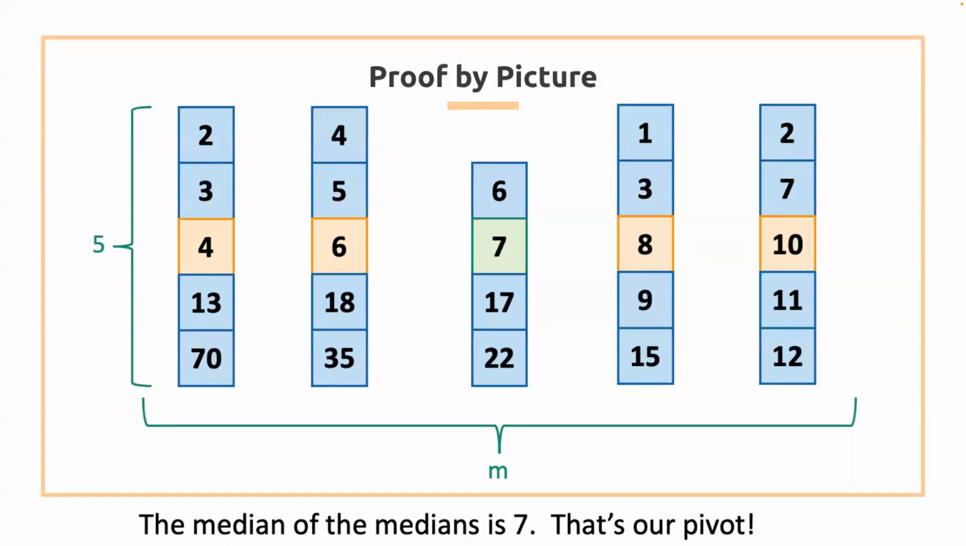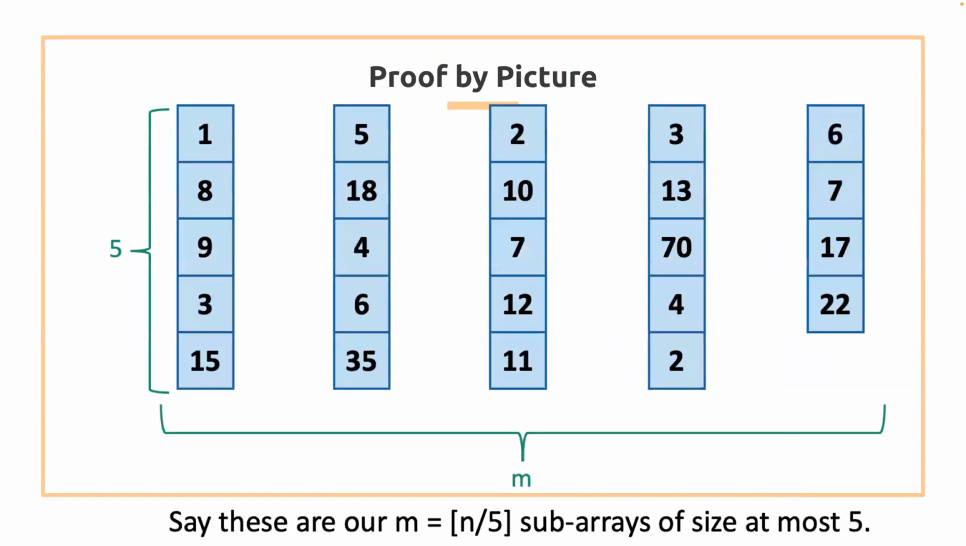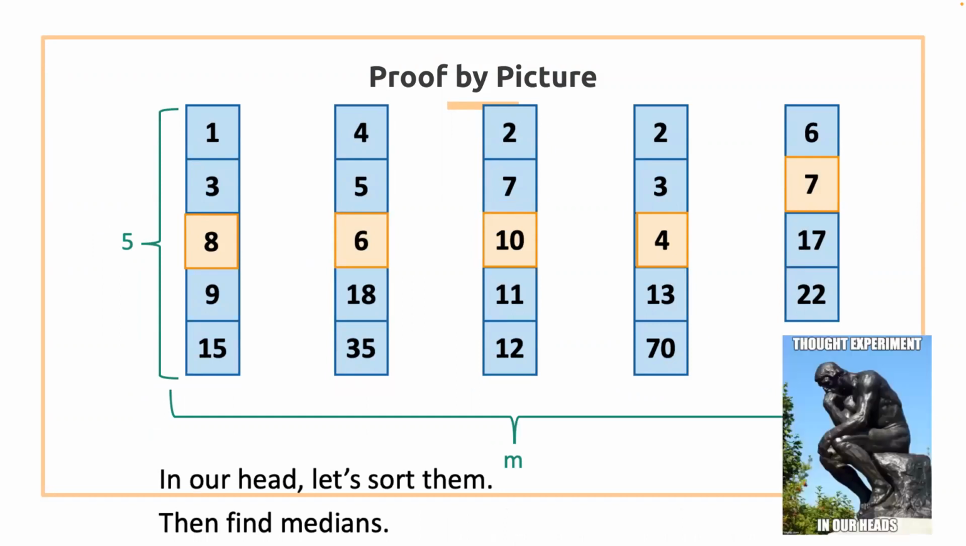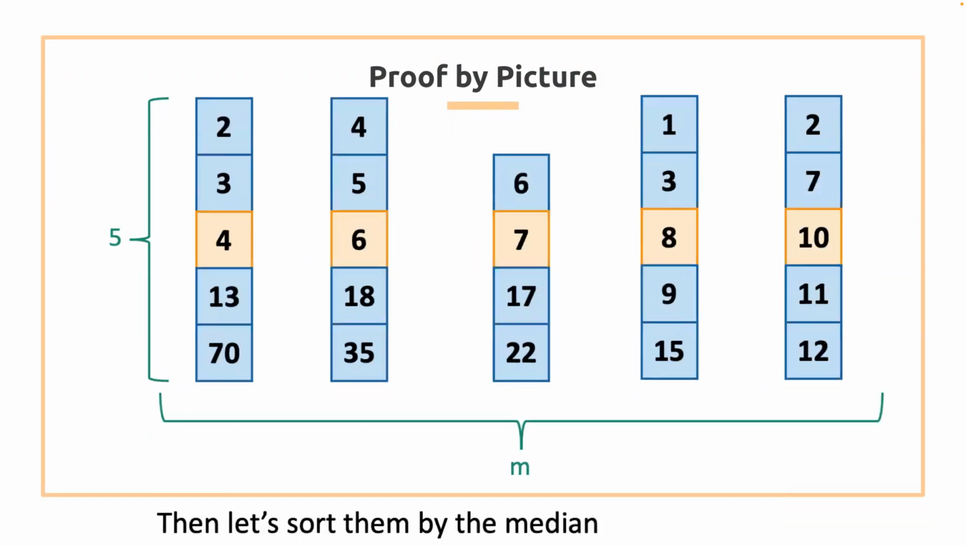Now this is what my algorithm is going to return, this number. It's going to return the median of 4, 6, 7, 8, 10. Again, the algorithm is not sorting. It's not doing any of that. The algorithm has these arrays to work with. But in our heads, we sort them, then we sort them by the median, and we say our algorithm is going to return this 7.